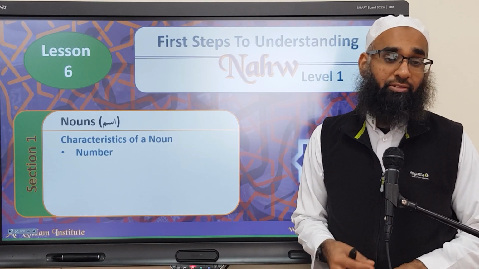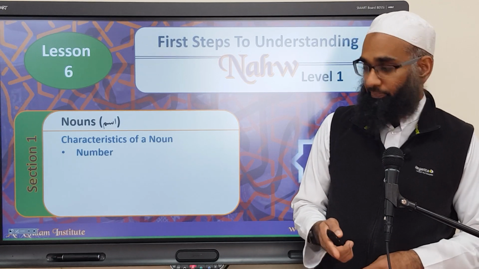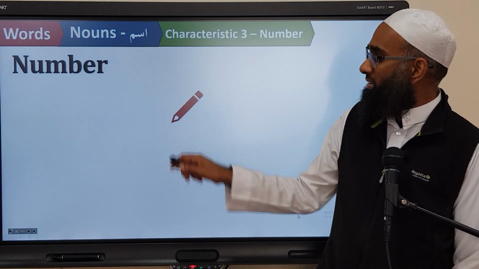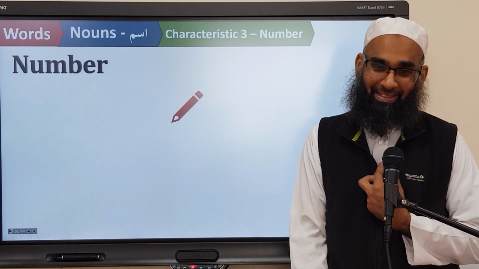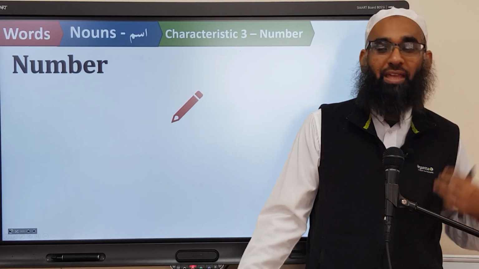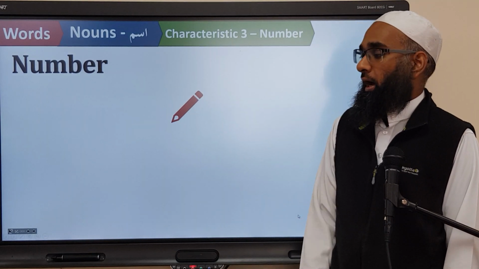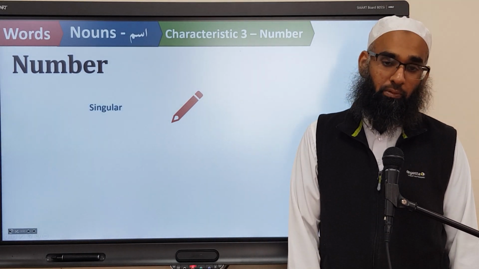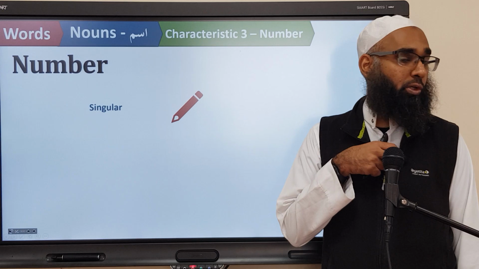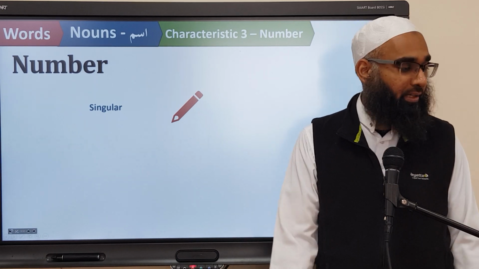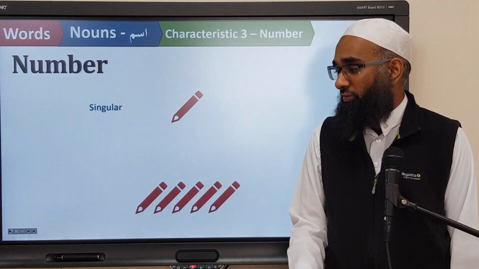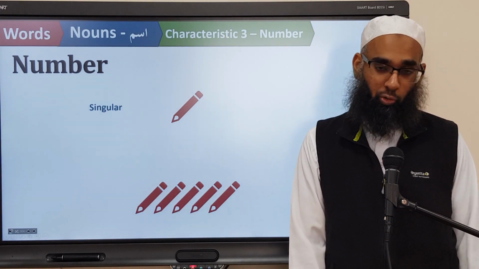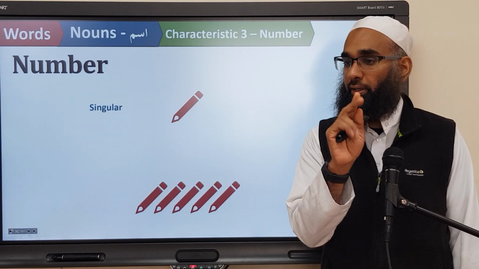The third characteristic is called number. What does number mean? Pen? Are you sure? It could be a pencil. Is that important? It's not important. The point is, it's one of those, either pen or pencil, yeah? How many pencils are there? One. So if you have one thing, what do you call it? Qalam, but in terms of English grammar, it's called singular. If you have more than one, what do you call it? Plural, correct.